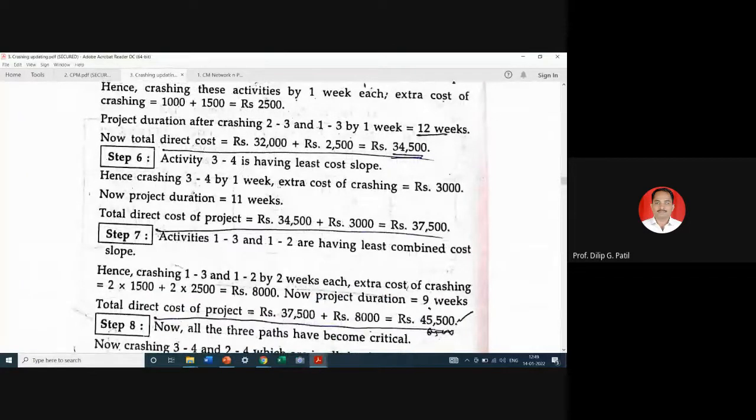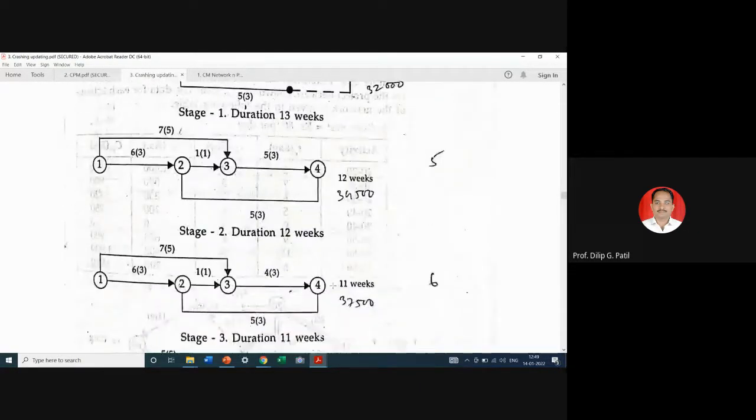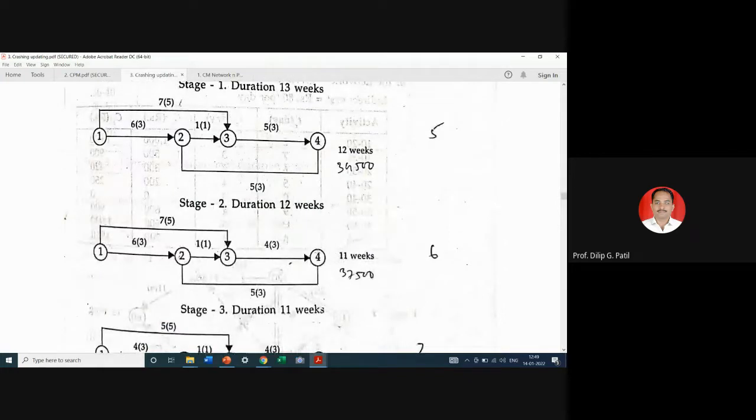So this is the step. Activities 1-3 and 1-2 are having least combined cost slope. So crashing 1-3 and 1-2 by 2 weeks. 2 weeks का घेतलेला आहे ते पण तुमच्या लक्षात येईल. 11 कुठं आहे, 11 ओके. इथं 2 weeksच का घेतलेला आहे बघा, 3 weeks नाही घेऊ शकतो आपण?